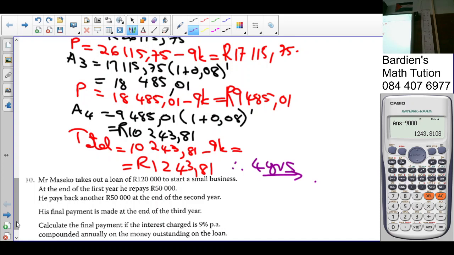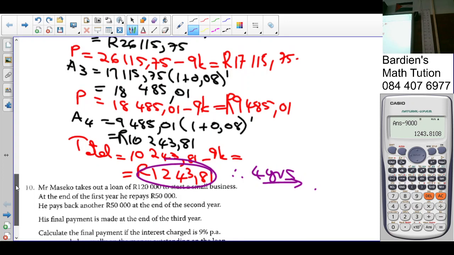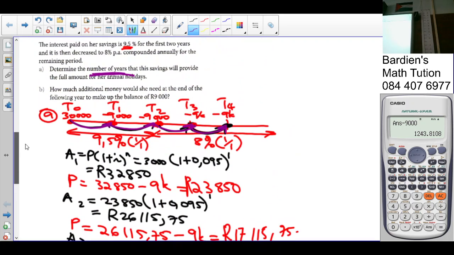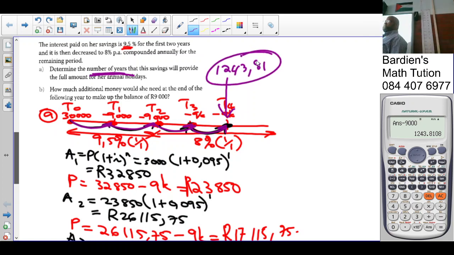But this amount here is the amount that is lying at this point here. After that 9,000 rand is withdrawn, they have in the account 1,243 rand and 81 cents. That's the balance she has after withdrawing. The fourth year is 9,000 rand. Make sense? Any other confusion?